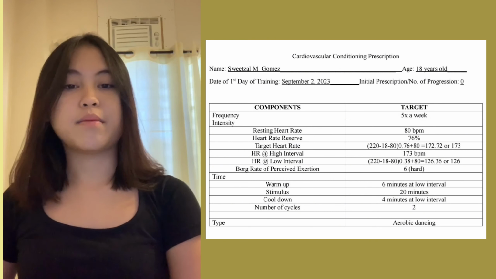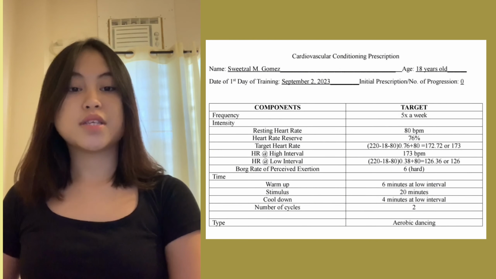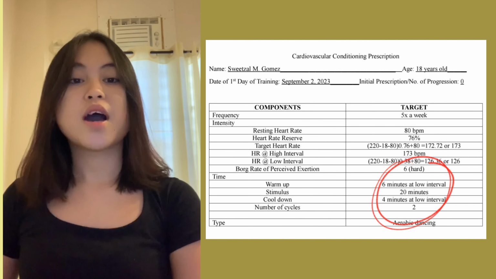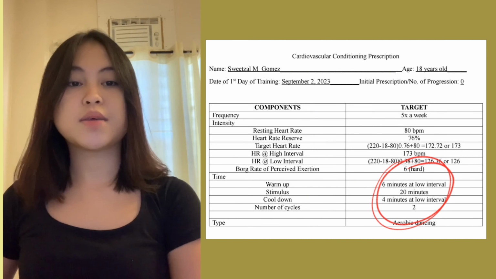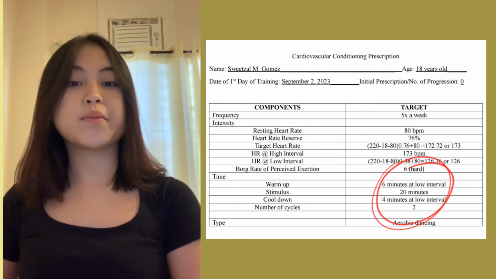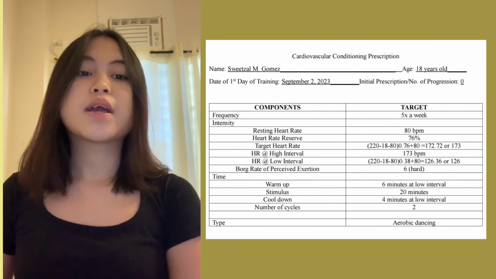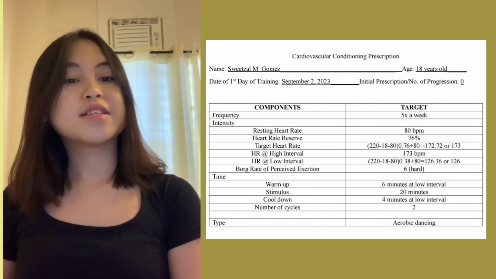Next is the time. I did a warm-up for only 6 minutes at low interval, and the actual cardio exercise I performed for 20 minutes, and then another 4 minutes for the cool down. Then I repeated the routine twice. That's why the number of cycles I had is 2. So overall, that is 1 hour. Finally, the type of exercise. The type of exercise I did to come up with this data is aerobic dancing. I just searched aerobic dancing on YouTube.